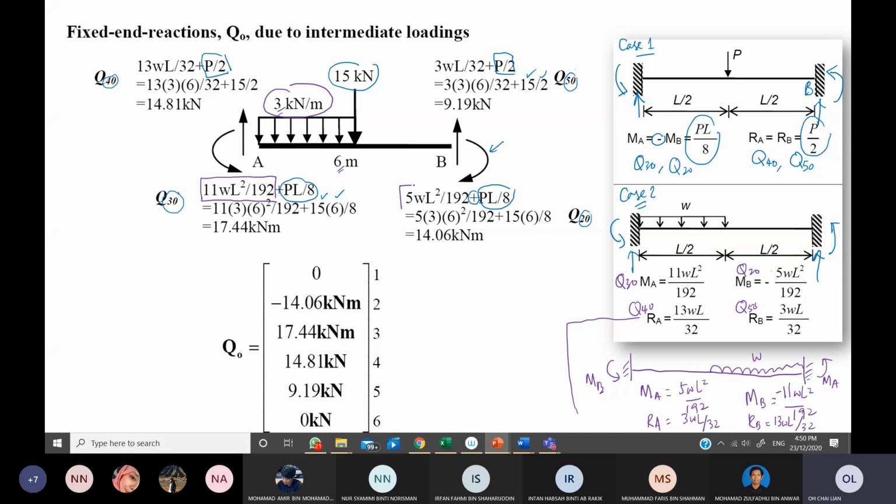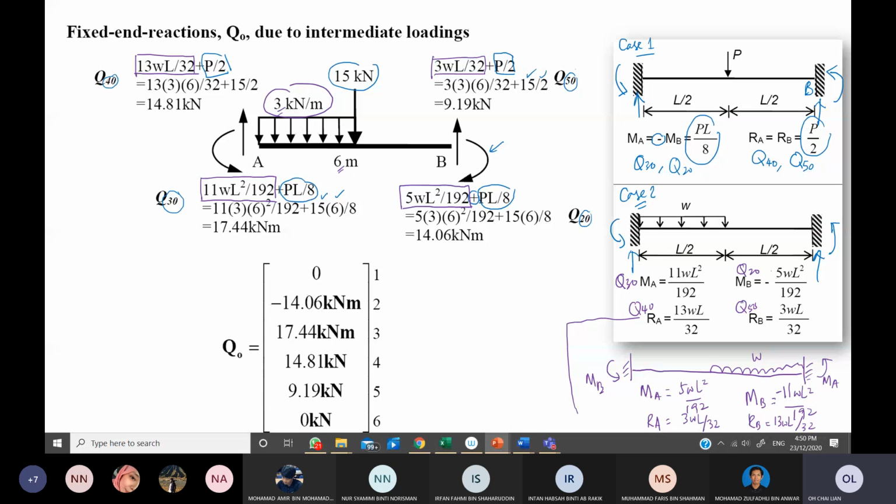So this is the one that you're supposed to have a look at. Then for 13 WL over 32, and 3 WL over 32. So you just need to sum up this effect. Of course, you need to consider the direction as well. So after all, you are going to put this Q naught value into the methods of this structural form.